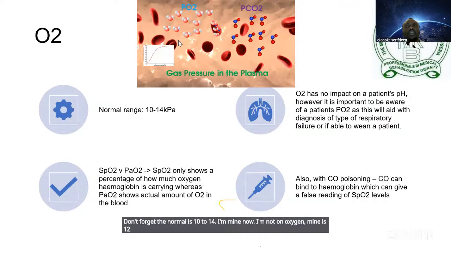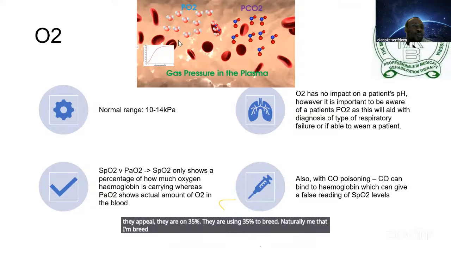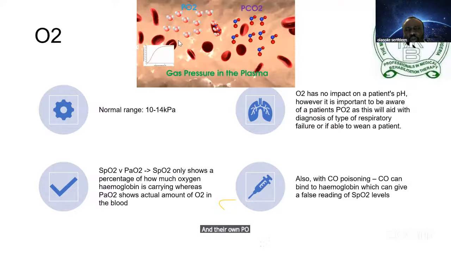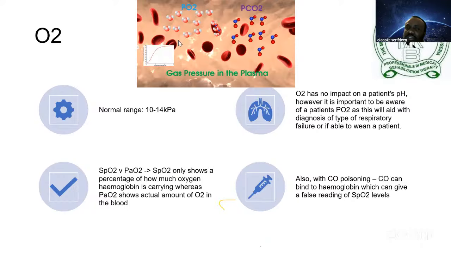And you now have a patient on the ward, they are on 35%. They are using 35% to breathe. Naturally, I'm breathing on room air, I am using 21% to breathe. I am not on oxygen. But now you have somebody on a bed, they are using 35% oxygen to breathe. And their own PO2 is also 12. What do we think? Do you think that PO2 is okay for that person at that moment? Response?